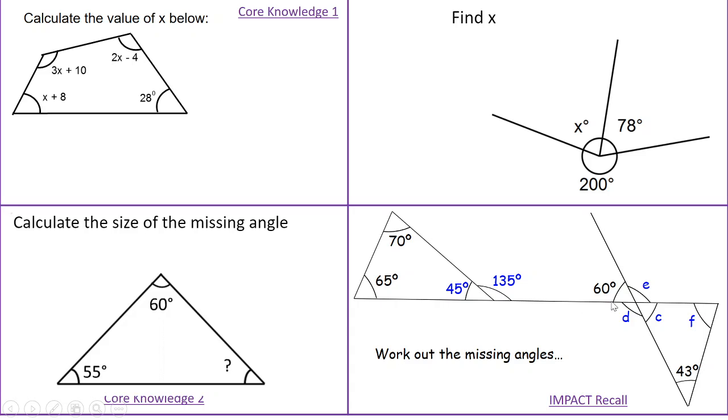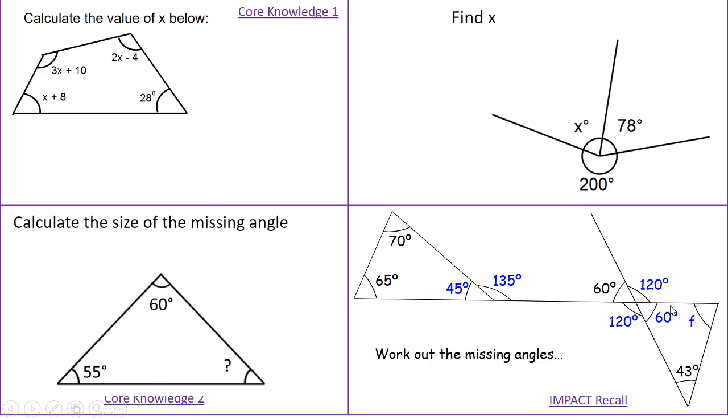Okay, the 60 and E are what we call vertically opposite angles. When two straight lines cross, we get a pair of vertically opposite angles. So vertically opposite angles are equal. So that makes C 60 degrees. 60 degrees and the D are on a straight line, so they have to add up to 180. Again, we have another pair of vertically opposite angles here, or you could have used the angles in a straight line add up to 180.